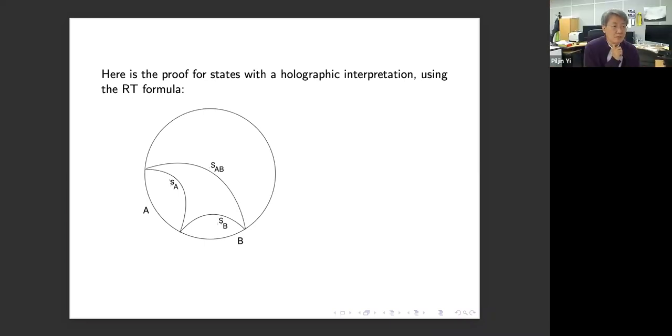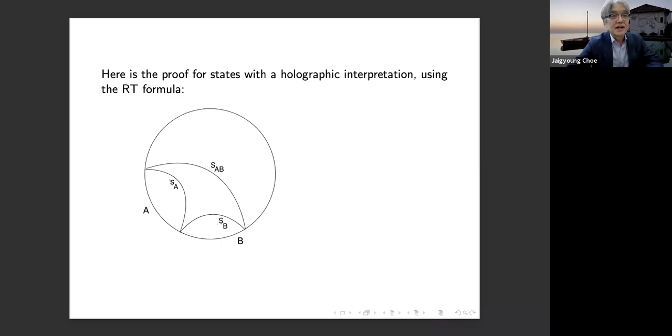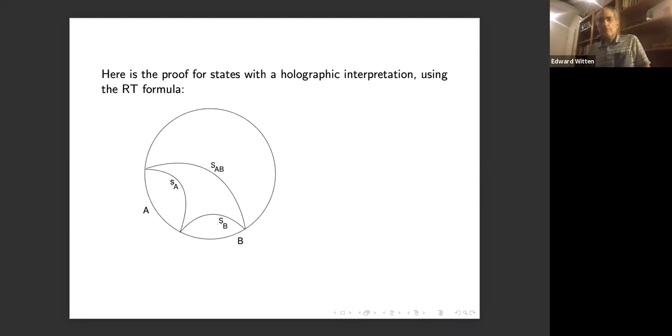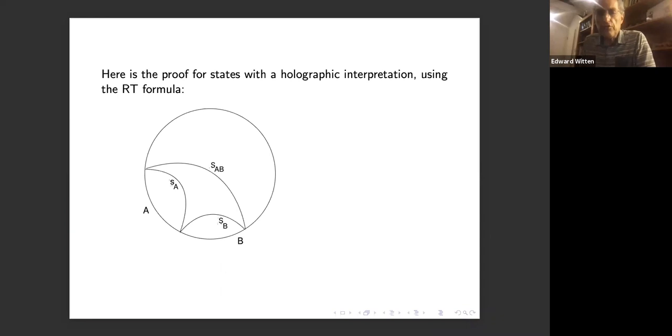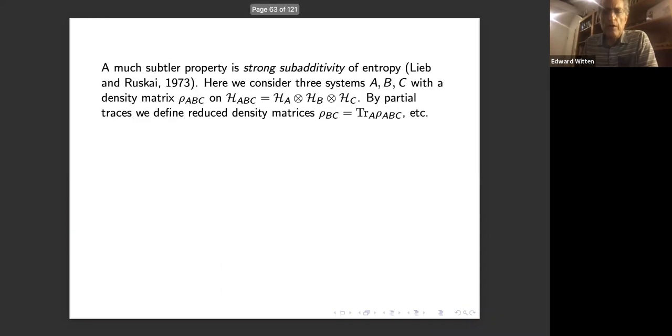I have a simple question. You gave a simple geometric proof of strong subadditivity of entropy using the triangle inequality. Does strong subadditivity of entropy still hold in higher dimension using area? Yes. Not only that, but essentially the same proof still applies.